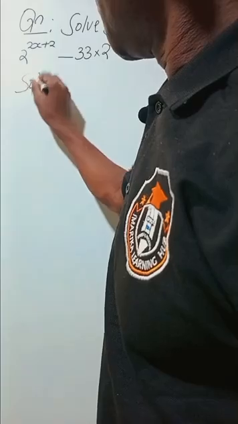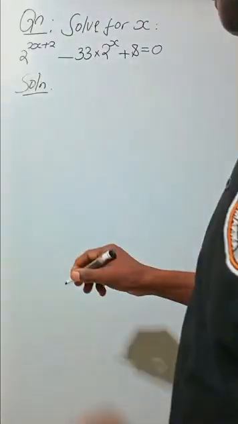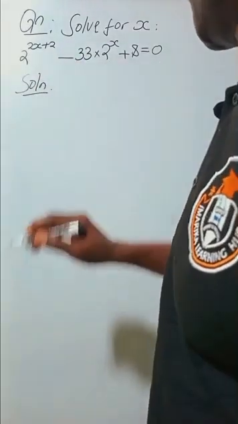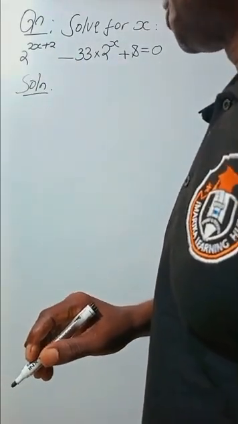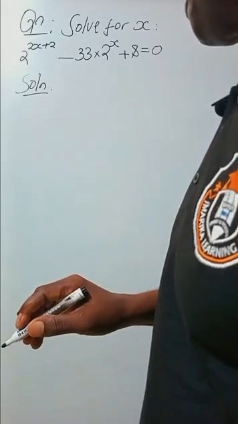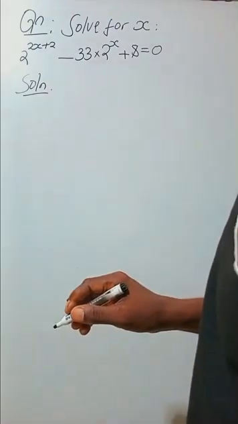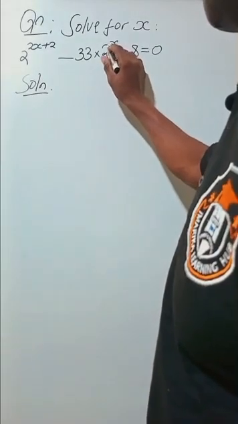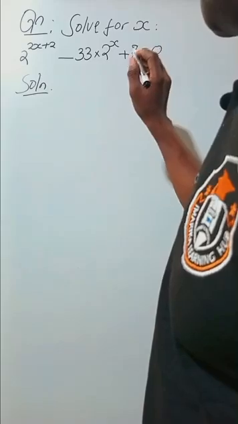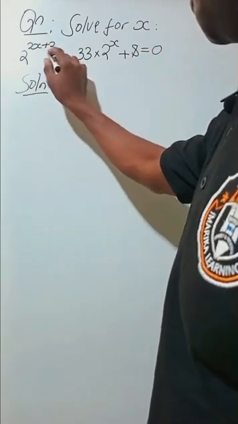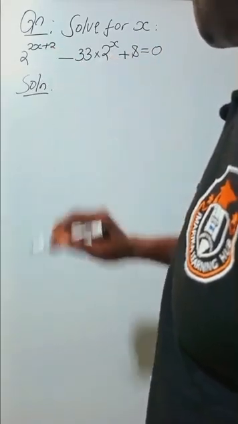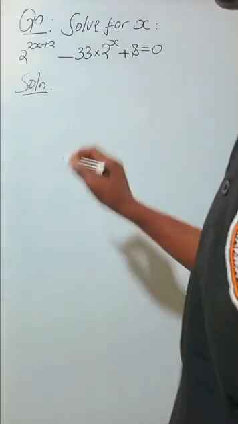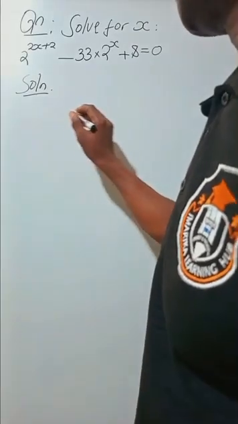So here's the solution. We're supposed to solve for x, and this is the equation we have. Somewhere we shall have to apply the concept of exponents. Look here, we have 2 power x. So we have to create this one also to be in this form so that we can be able to solve. How can we do that?